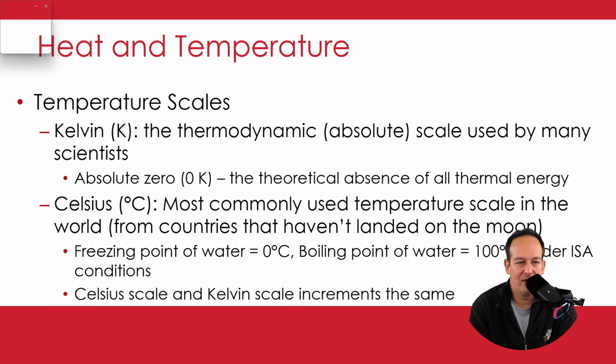All right, then we have Celsius. Celsius is the most commonly used temperature scale in the world, from countries that haven't landed on the moon. But then the FAA, back in the 90s, went ahead and adopted the ICAO's unit of measurement for temperature, which of course is Celsius. So unfortunately, here in America, we are using Celsius for temperature in aviation, but everything else is the imperial system.